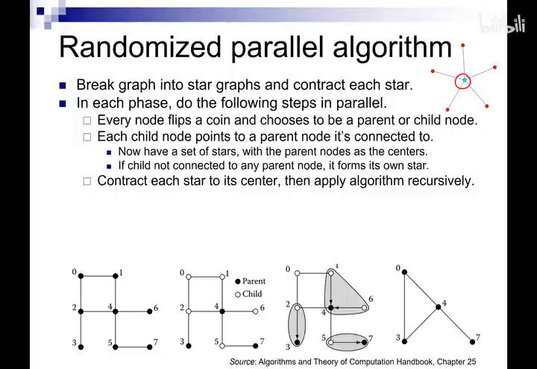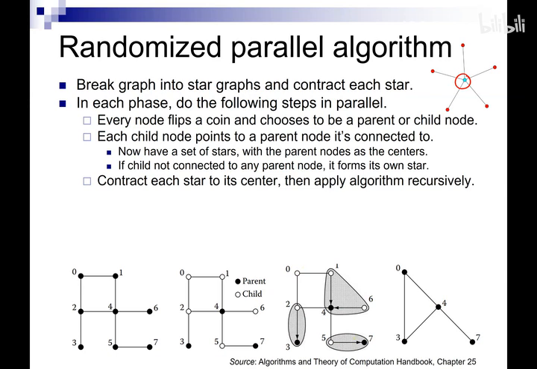So next we're going to do the contraction step. The contraction is going to take each of these stars and contract it to the center of the star, to the parent node. So if you do that, then all 3 of these nodes are going to get contracted to this parent node over here, this 4 node. These 2 nodes get contracted down to the 3, and then these 2 nodes get contracted to the 7, and then this node just stays as a node by itself.